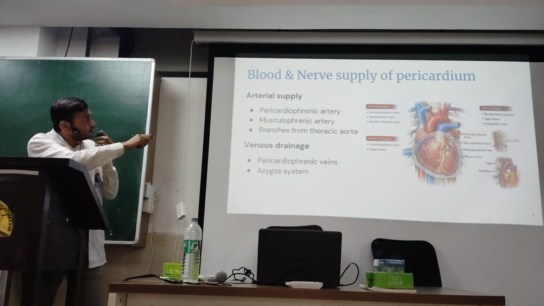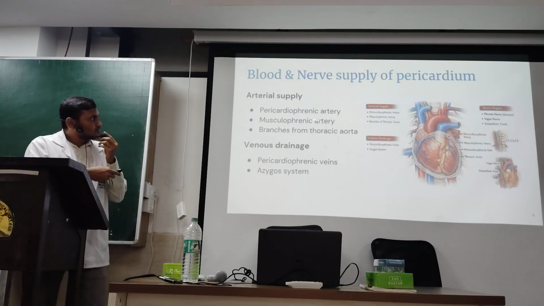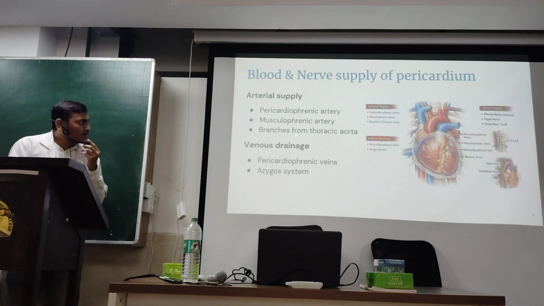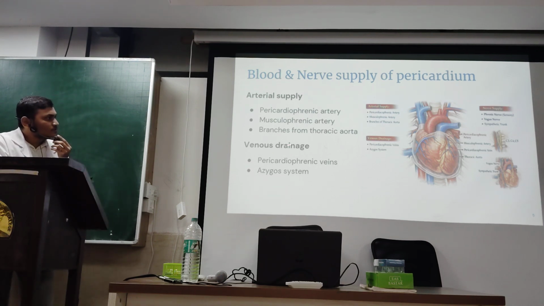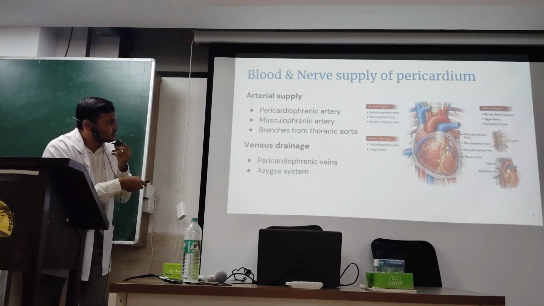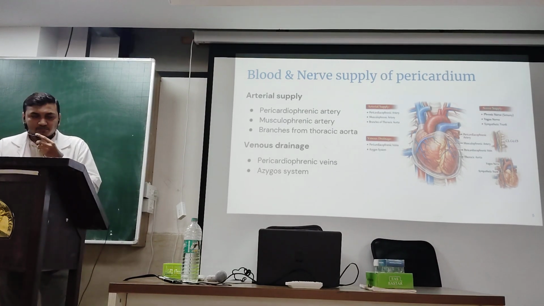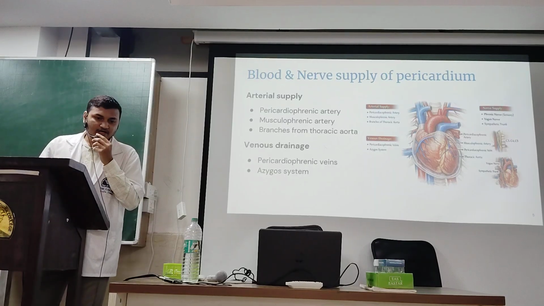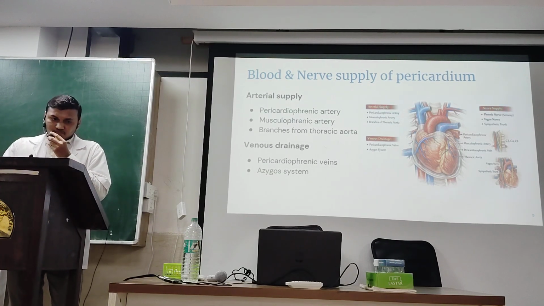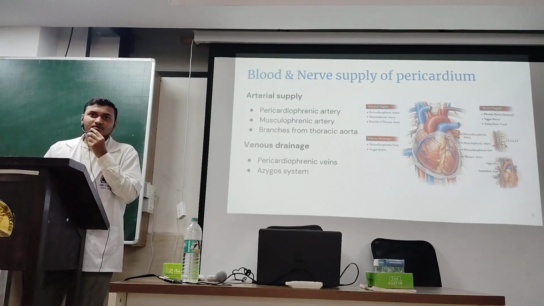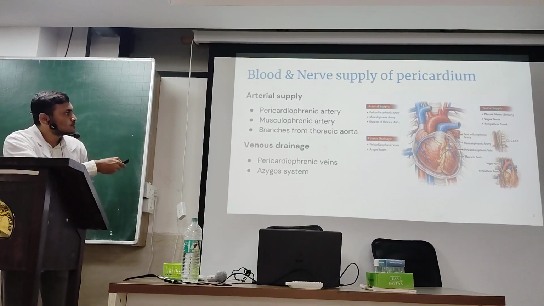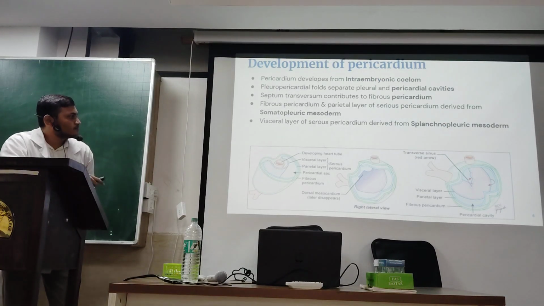So let us go to the next slide. Blood and nerve supply of the pericardium. The arterial supply of the pericardium is the pericardiophrenic artery, musculophrenic artery, and the branches from the thoracic aorta. Venous drainage of the pericardium is from the pericardiophrenic veins and from the azygous system. The nerve supply: the parietal pericardium and the fibrous pericardium are supplied by the phrenic nerves, which are pain sensitive, and the visceral layer of the serous pericardium is supplied by the autonomic nerve, therefore it is pain insensitive. So the next topic, development of the pericardium.